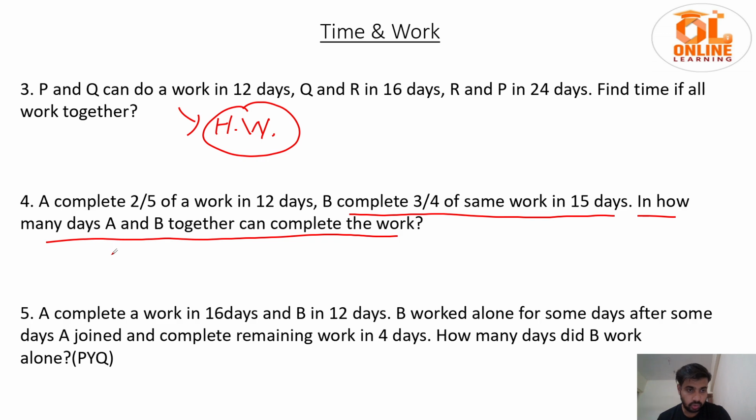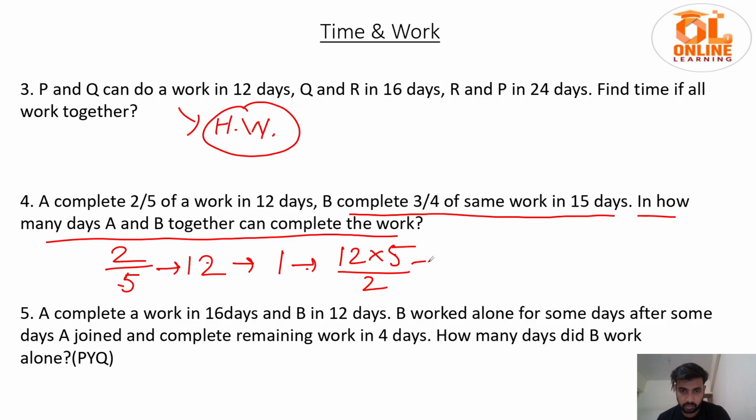So A does 2 by 5 work in how many days? In 12 days. So he will do the complete work, that is one work, in how many days? That will be, cross multiply, 12 into 5 by 2, that is 60 by 2.